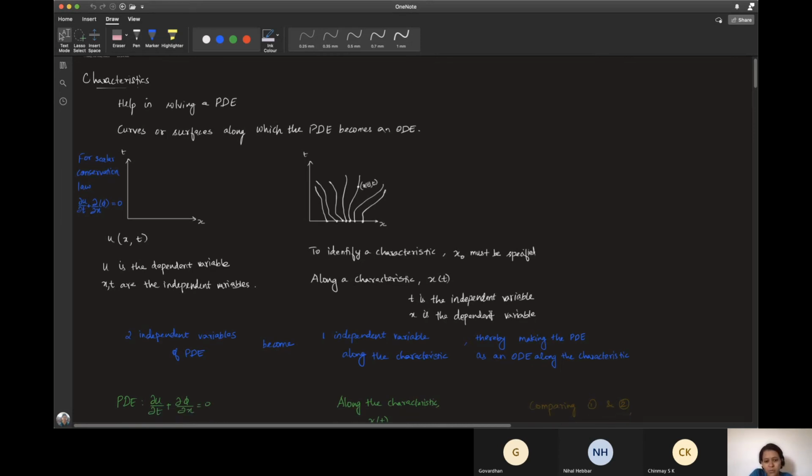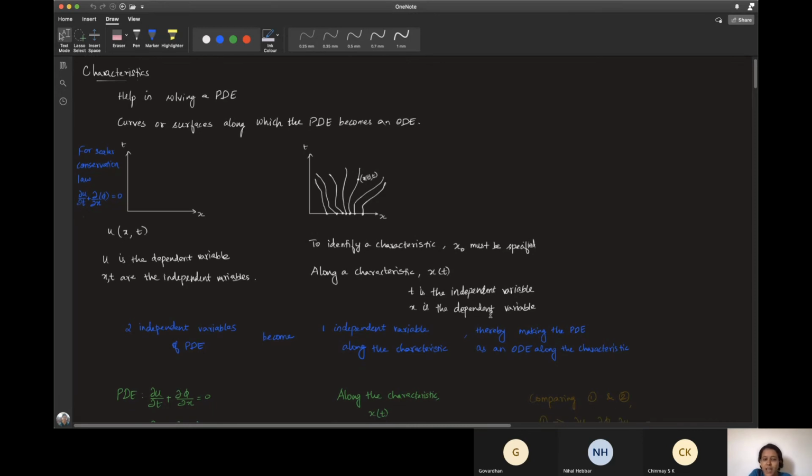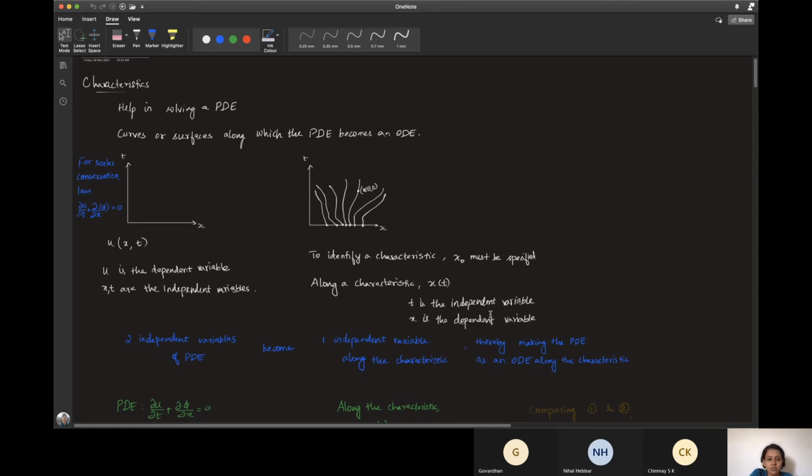So the main purpose of the characteristics is to help us in solving a PDE, and characteristics are some curves or surfaces along which it's possible for you to get an ODE instead of the full PDE. So how are we exactly doing it?